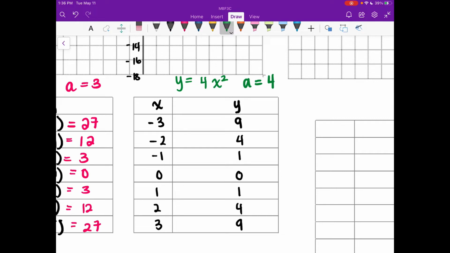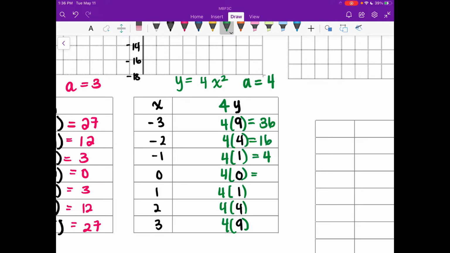And my a value is 4. So if it's 4, it's going to be 4 times y. So I'm going to multiply each of these by 4. Right, so 4 times 9, I know is 36. 4 times 4 is 16. 4 times 1 is 4. 4 times 0 is still 0. 4, 16, 36. So I'm just going to go plot these points.